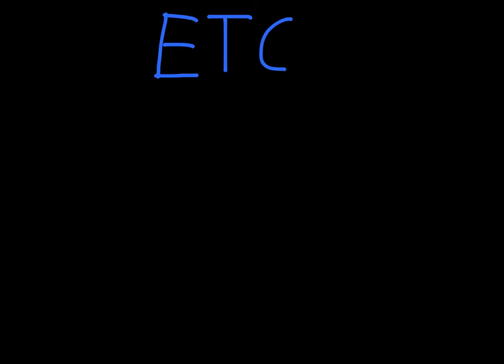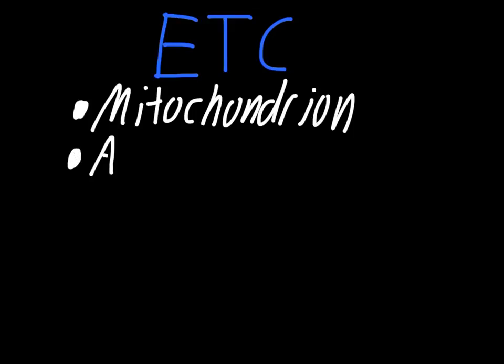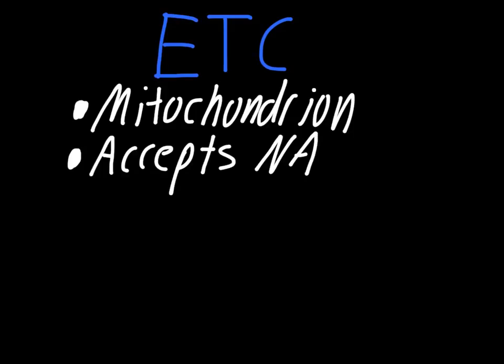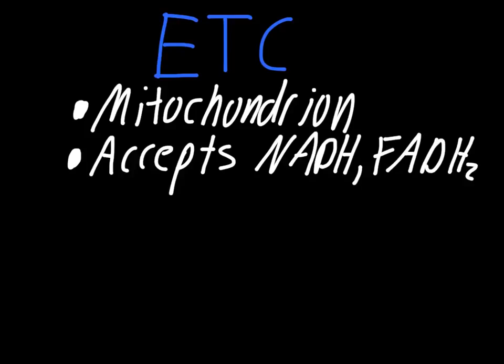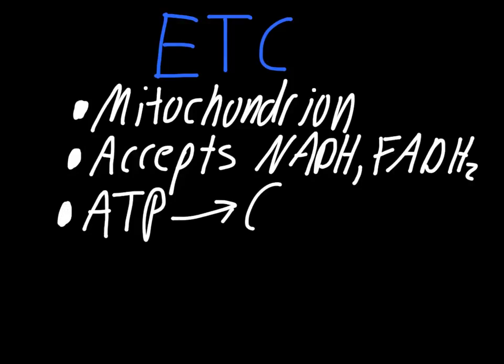And then the last part is to talk about electron transport chain. Same thing, this one's found in the mitochondrion. The idea with this one is that it accepts the NADH and the FADH2. And then lastly, this produces ATP, produces most of the ATP in this process, which ends up going out into the cell for use for energy.